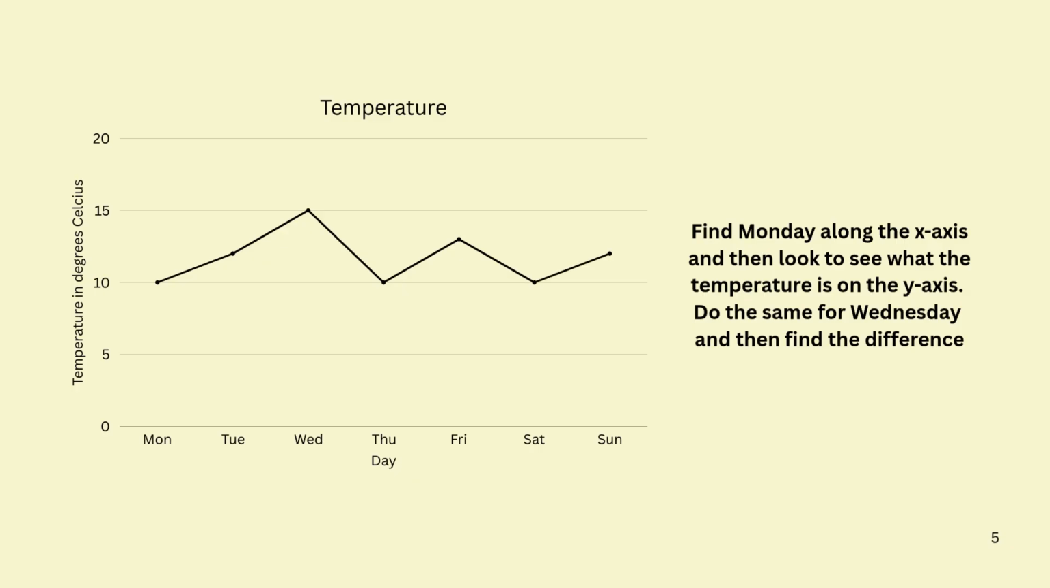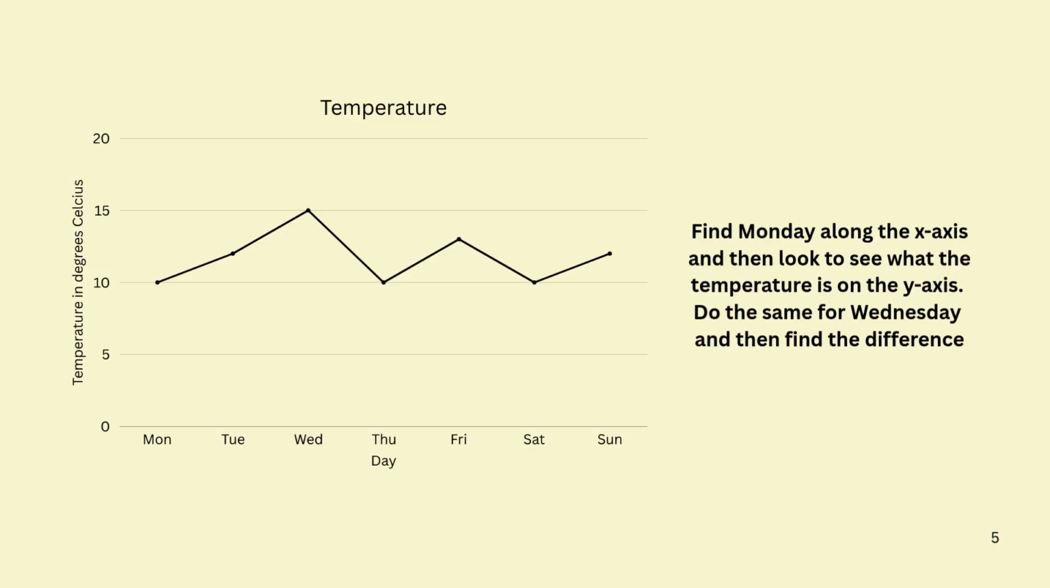So what we need to do is find Monday along the x-axis and then go up to see where the dot is plotted on the y-axis. And we can see it's at 10 degrees Celsius. And then we need to do exactly the same for Wednesday. So find Wednesday along the x-axis and then go up to see where the dot is plotted on the y-axis. And we can see it's 15 degrees Celsius.